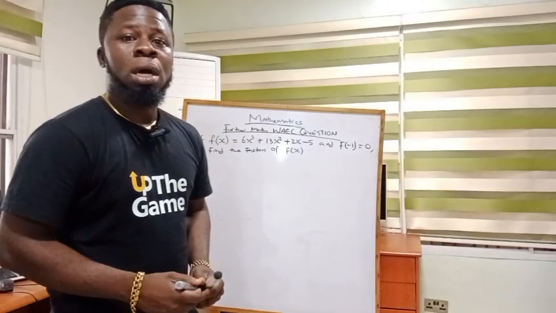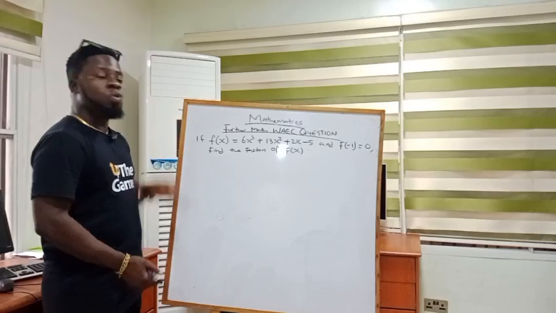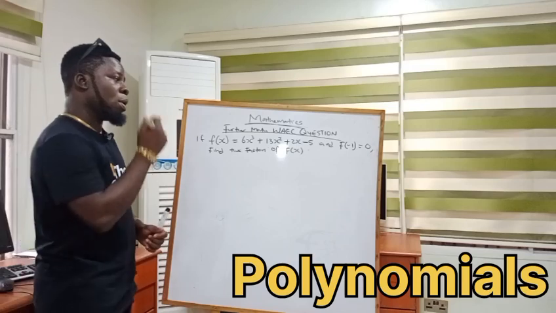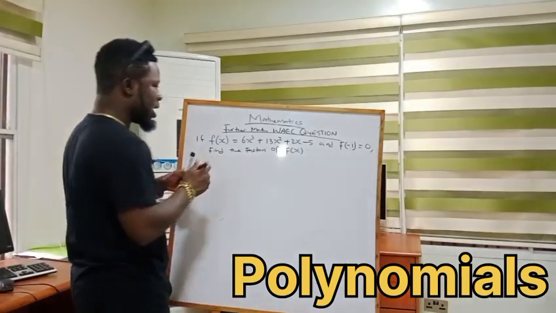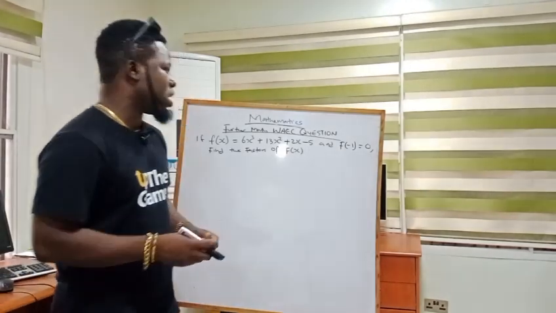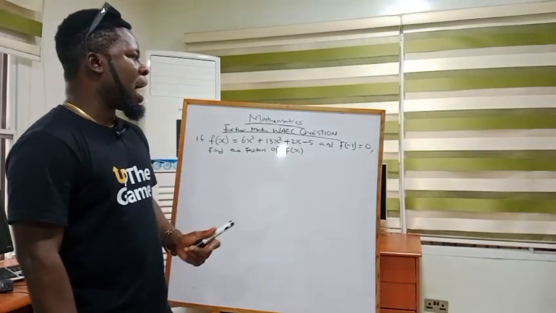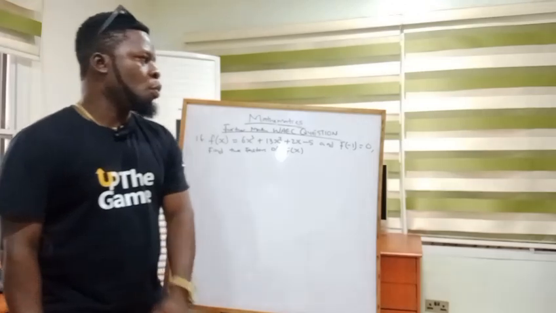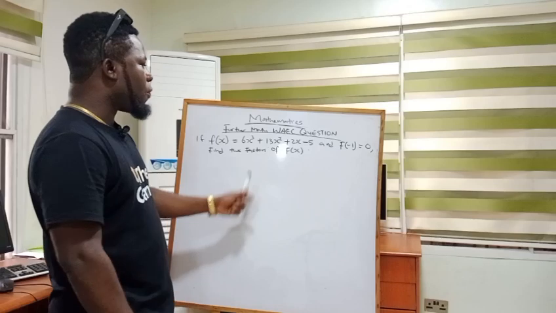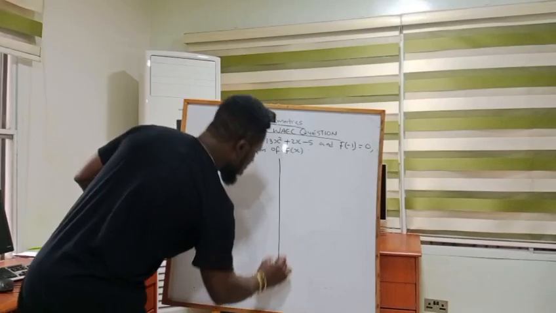We just want to see a question from further maths WAEC, which is from the topic polynomials, if you are used to that. And what does that question say? The question says that if f of x equals 6x cubed plus 13x squared plus 2x minus 5, and f of minus 1 is equal to 0, find the factors of f of x. So how are you going to solve this question? Let's see how to go about it.